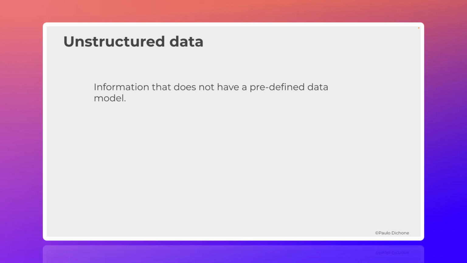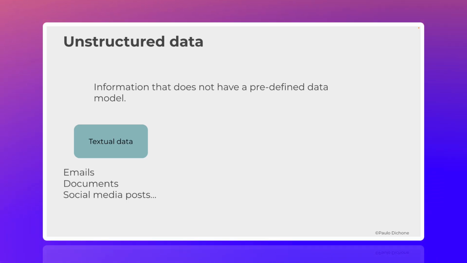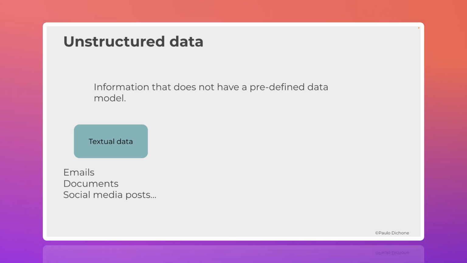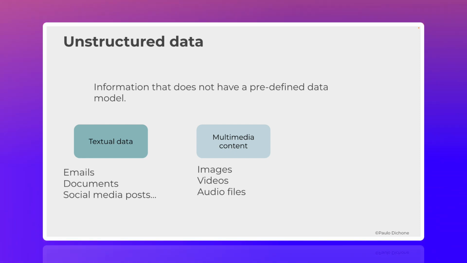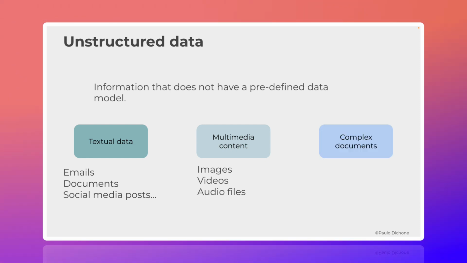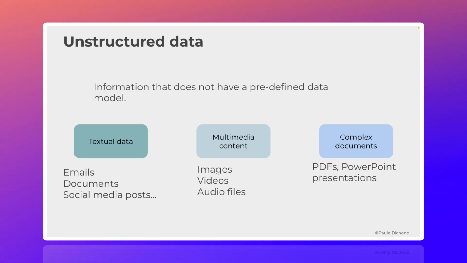So unstructured data can include a variety of content, and here are some of them. We could have textual data, which includes emails, documents, social media posts, and so forth. And we'll have multimedia content, which includes images, videos, audio files, and so on. But then we have what we call complex documents. These comprise PDFs, PowerPoint presentations, web pages in the form of HTML, and also scanned forms. So these are what we would call unstructured data in different categories.